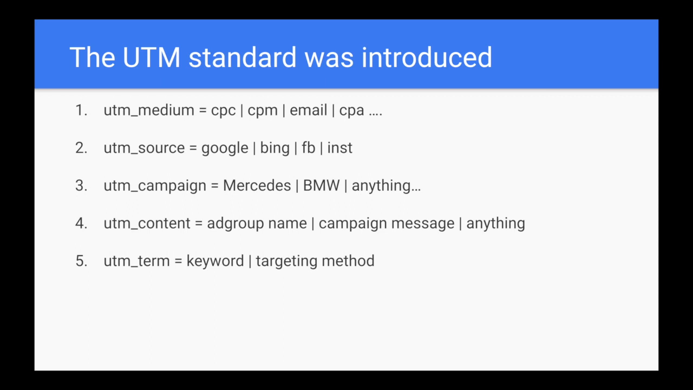You also need to be sure that the fifth element, UTM term, stands for the targeting method. It's something that you use as a source to bring you something, like a reason why you pay for these clients. For example, it's a keyword in Google Ads, or it might be a list in your email campaign, the list of email addresses, or it can be anything else. For example, an audience in Google Display Network.